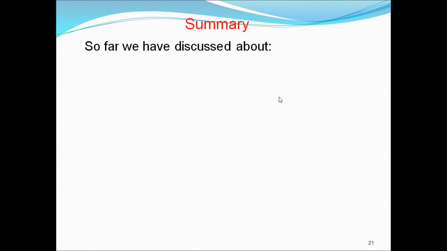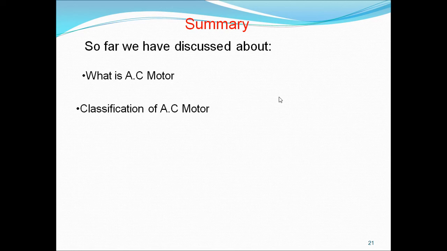So what we have discussed here: what is an AC motor, what it contains, what are the types of motors, and the classification of motors. An AC motor runs on AC supply only. So what is a motor? A motor is a machine which converts electrical energy into mechanical energy.